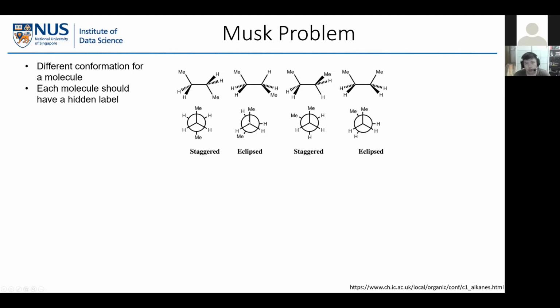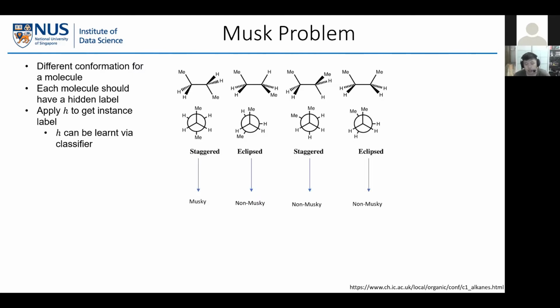So this is an example of another molecule and the various conformations that are associated with it. With instance-based methods, we can associate an instance label with each of these molecules. In this case, a commonsensical approach is to assume that each of these molecules has a label of musky or not musky. We don't observe this label, but we can imagine that each instance in the bag contains such a label. In this case, each conformation can be musky or non-musky.